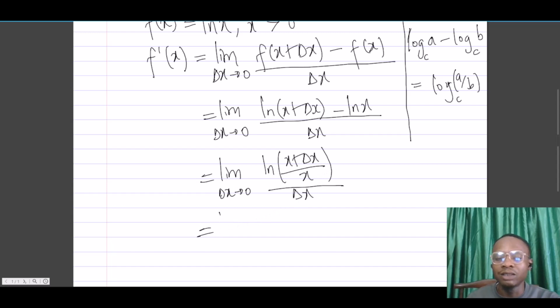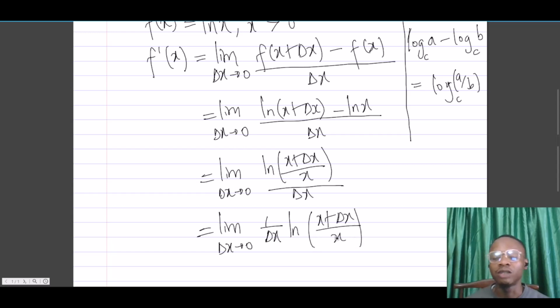We know that we can write this as the limit as delta x approaches 0 of 1 over delta x multiplying ln of x plus delta x all over x. And the reason we are doing that is because we know again that for logarithms, if we have, let's say, b multiplied by log a to base c, this is the same thing as log a to the power of b to base c. So that is the idea we want to apply here. That is, we want to clear this up so that we can bring out this ln.